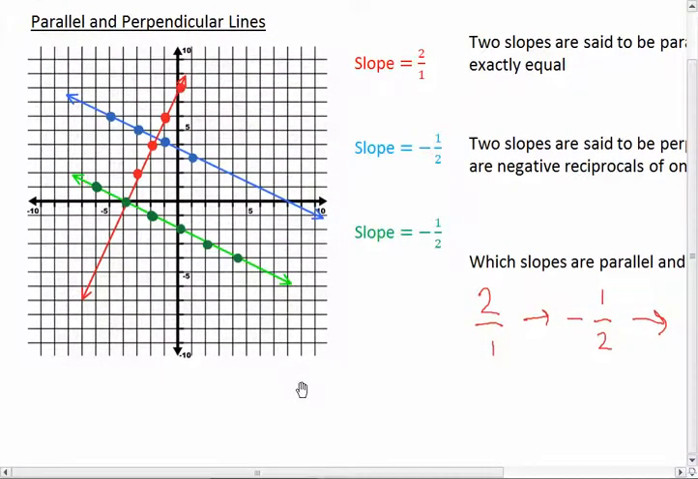So let's take a look here. This is just a relationship we have to remember. If you see two slopes that are negative reciprocals of one another, then they're perpendicular. Their equations must be perpendicular to one another. And if they share the exact same slope, that means they're parallel. By definition, if it's parallel, it has the same slope. If it's perpendicular, the slopes are negative reciprocals.